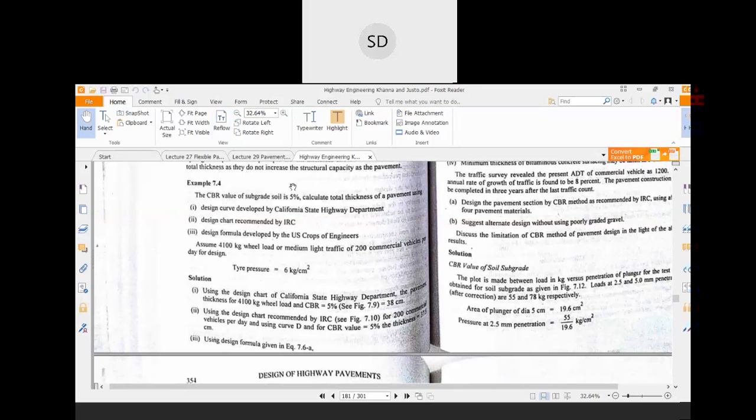Please write it down. The CBR value of subgrade soil is 5%. After you complete it, just let me know.